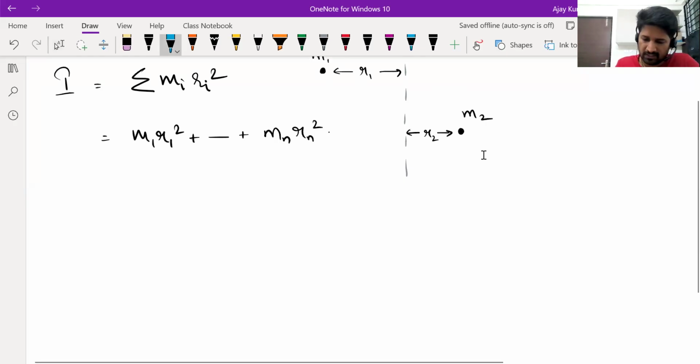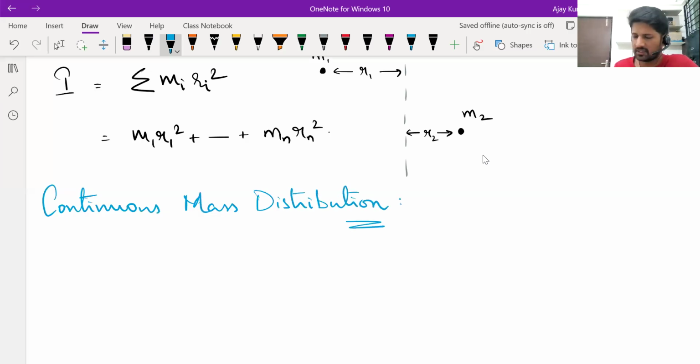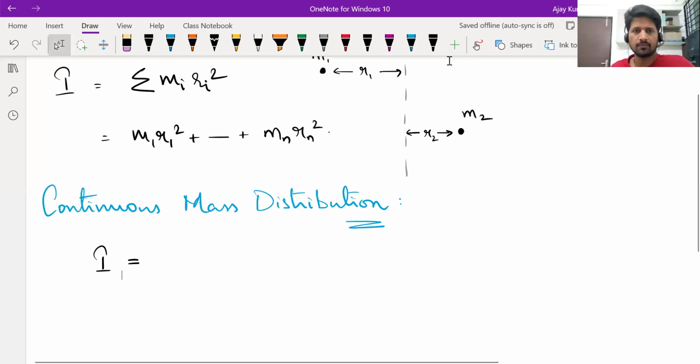But if there is a continuous mass distribution, like any real life object, it will be a collection of many particles which are distributed continuously, one immediately next to another, and so on. Can one of you tell me how to write the formula for moment of inertia for a continuous mass distribution? What does sigma change to? Integral r square dm. Sigma changes to integral.